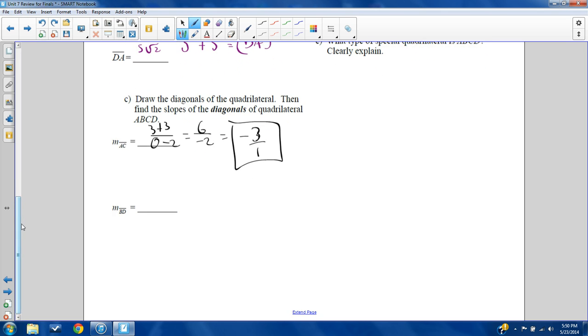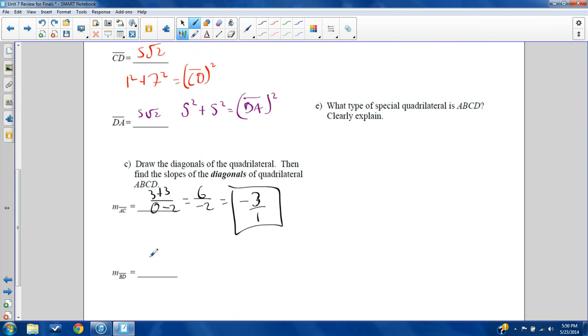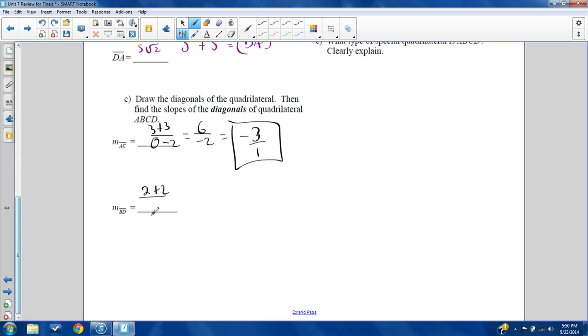BD, same thing. y2 minus y1 over x2 minus x1. 2 minus negative 2, that's 2 plus 2, over 7 minus negative 5, 7 plus 5. So that's 4 over 12, which is 1/3. Okay?